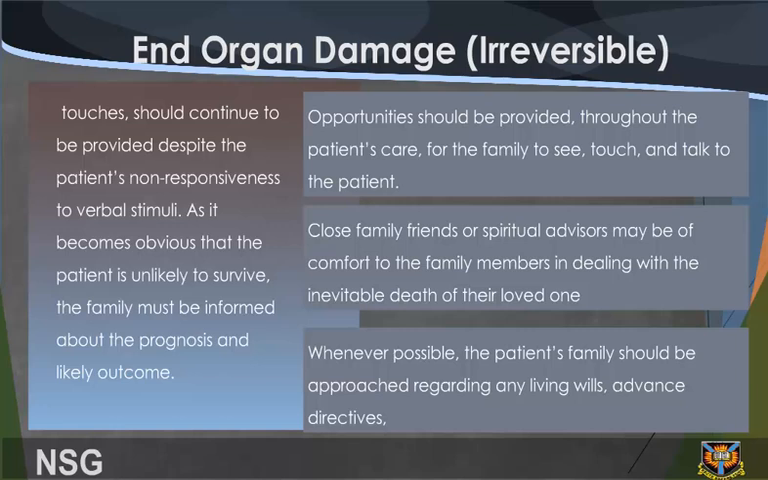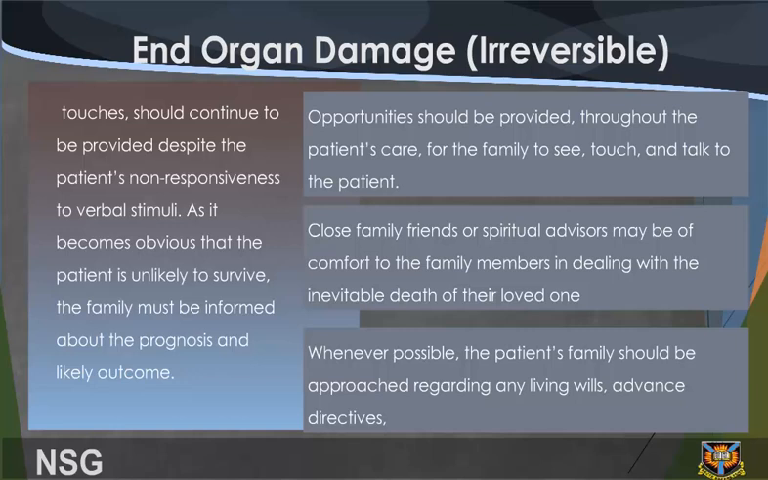As it becomes obvious that the patient is unlikely to survive, the family must be informed about the prognosis and likely outcome. Opportunities should be provided throughout the patient's care for the family to see, touch, and talk to the patient. Close family friends or spiritual advisors may be of comfort to the family members in dealing with the inevitable death of their loved one.